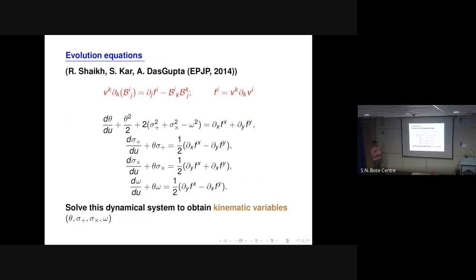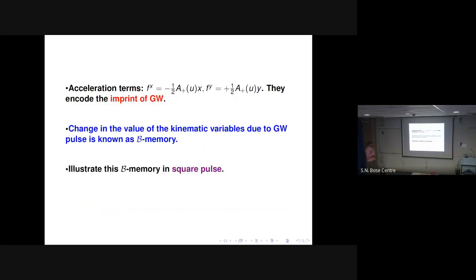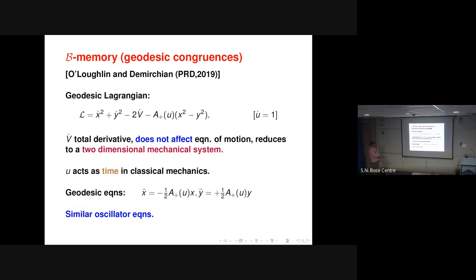So these are the evolution equations of theta, sigma and omega. So we need to solve this dynamical system. Why are these kinematic variables? They encode what happens to the kinematics of the particles, right, given a gravitational wave field. And note, why is the gravitational wave part coming? It is coming in this acceleration term, A plus x and A plus y. How am I writing this? This is because of the geodesic equations. So this is a sort of acceleration.